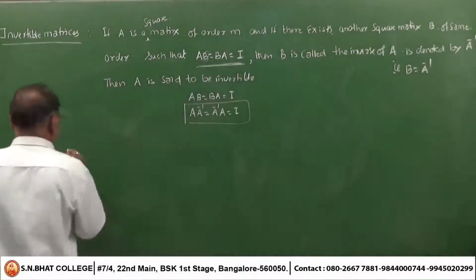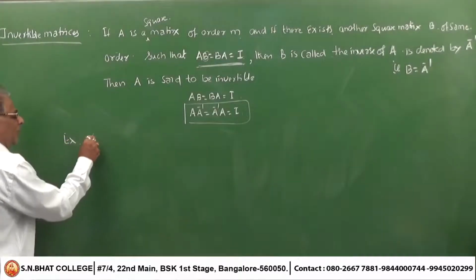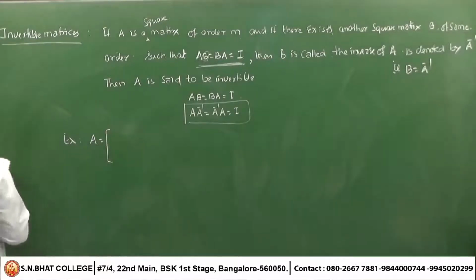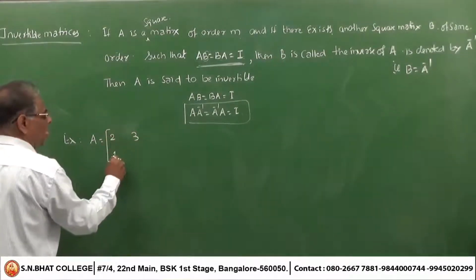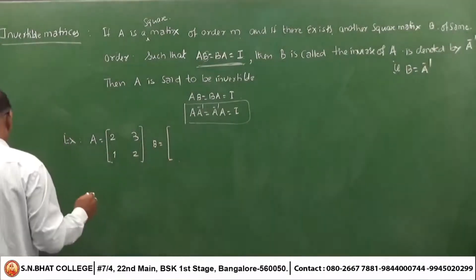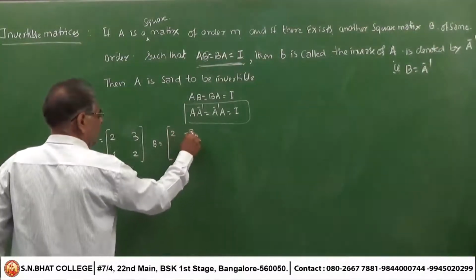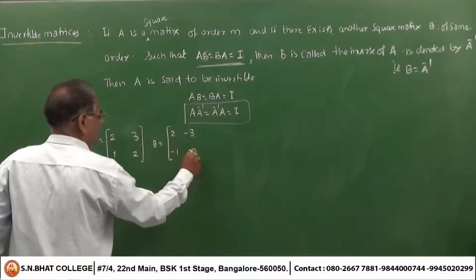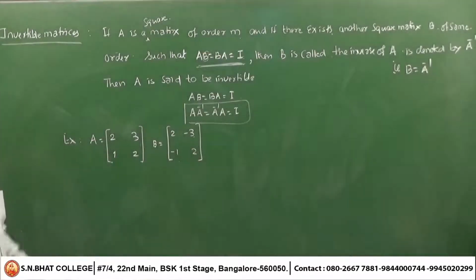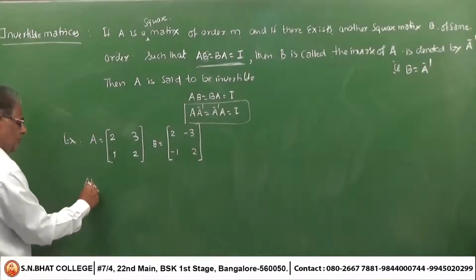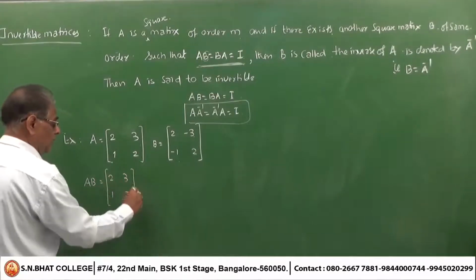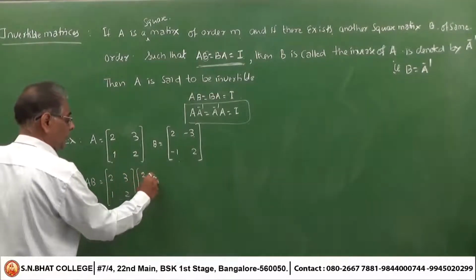Take an example for an invertible matrix. Example: matrix A is 2, 3, 1, 2. Matrix B is 2, minus 3, minus 1, 2. This is A, this is B. Calculate AB first. Write first A, next write B.